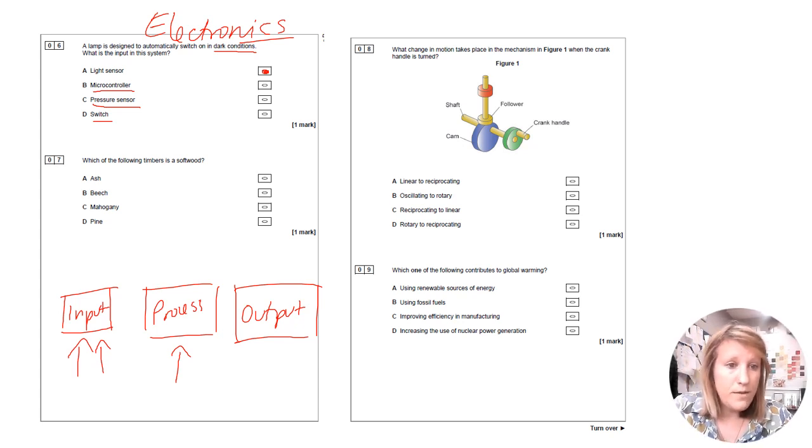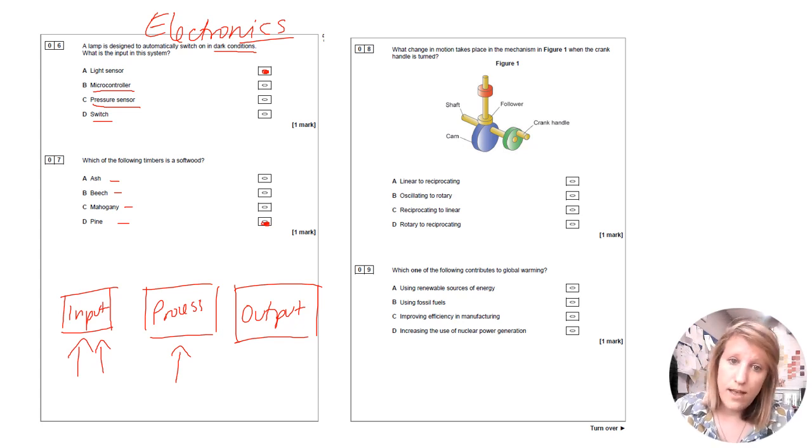Okay, which of the following timbers is a softwood? Remember, there aren't that many softwoods. There's more hardwoods than there are softwoods. But ash is a hardwood, has really good resistance to shock, so used for things like baseball bats and tool handles. Beech is a hardwood, used for children's toys, breadboards, things like that. Mahogany is a really expensive hardwood, used for quite fine furniture and things like that. So pine is your answer. Pine is a softwood.